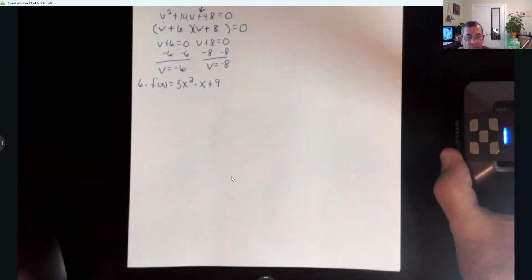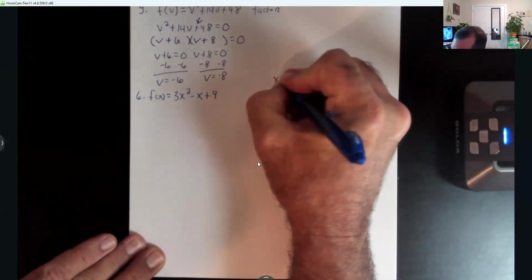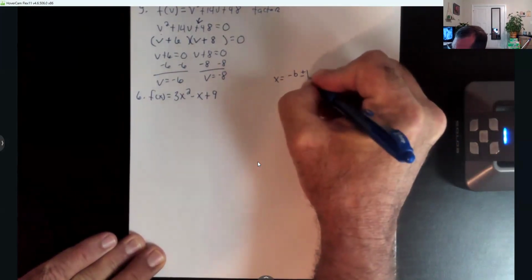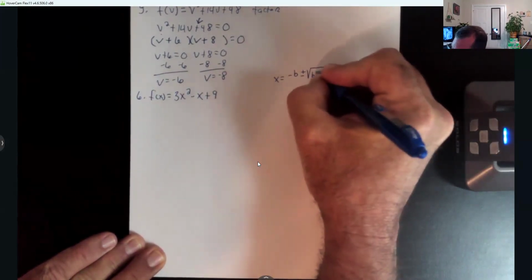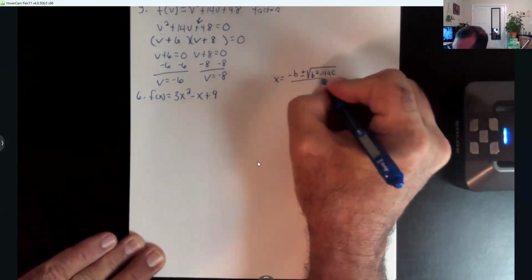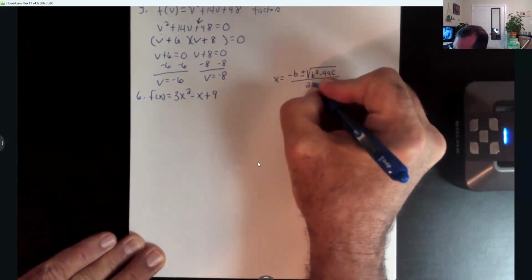All right, so I'm going to write the formula here. x equals -b plus or minus the square root of b squared minus 4ac, all over 2 times a.